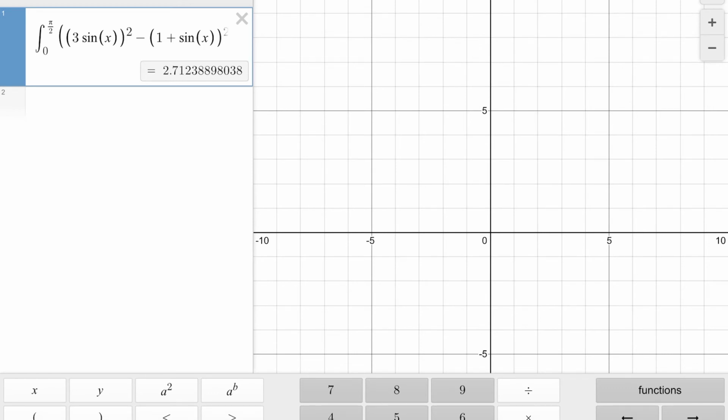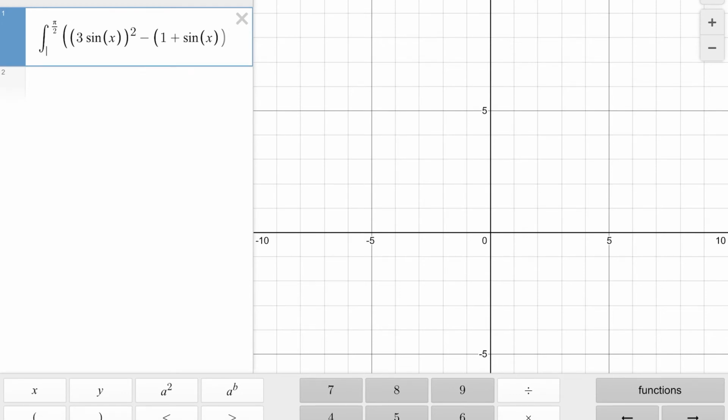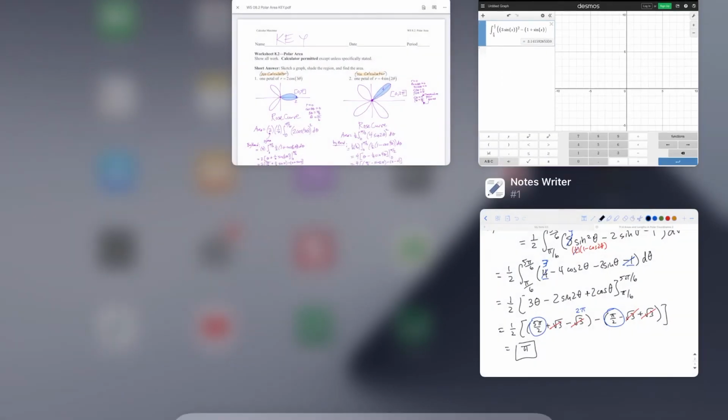Ooh, that's interesting. So, from pi over 6 to pi over 2. There we go. All right, yeah. So we can see if we double the integral and multiply out the half, which cancels, and we integrate from pi over 6 to pi over 2, we'll get the same answer. So just note that there's multiple ways to approach each one of these.